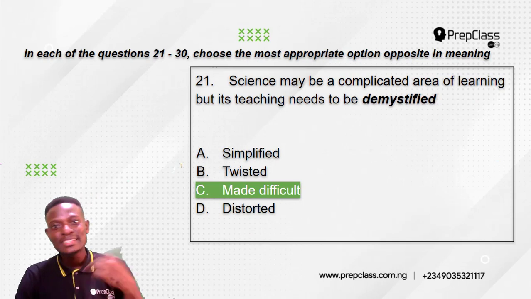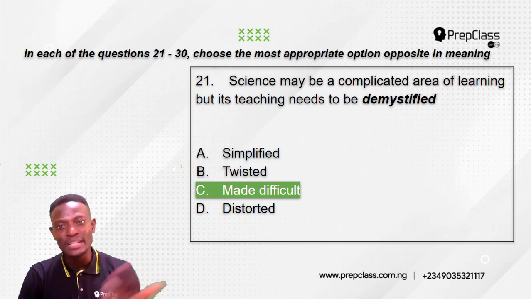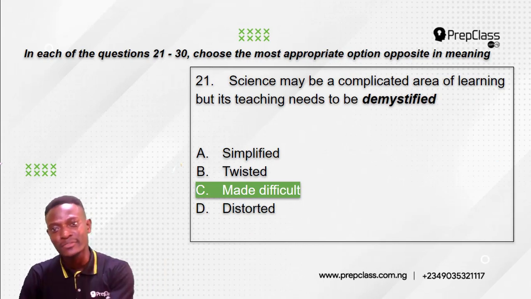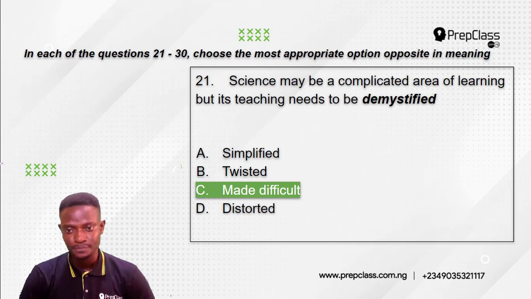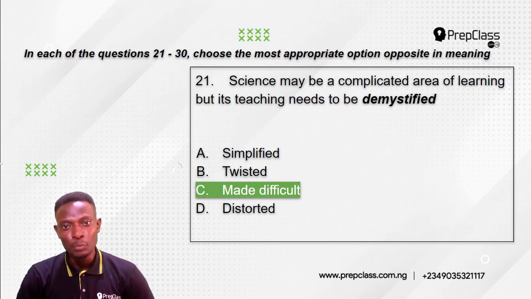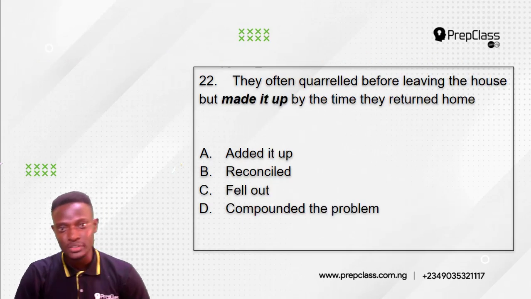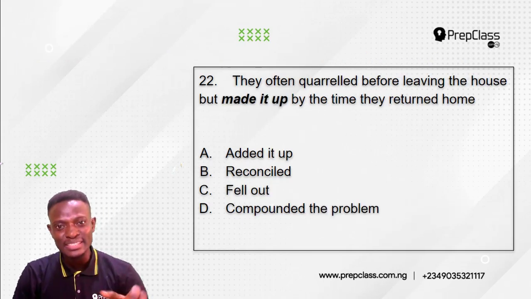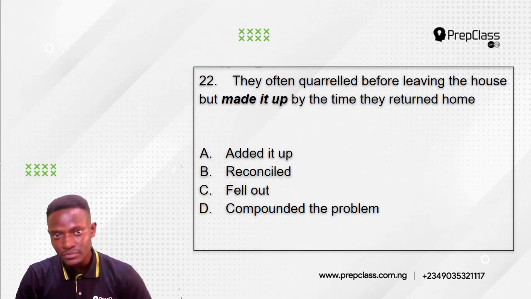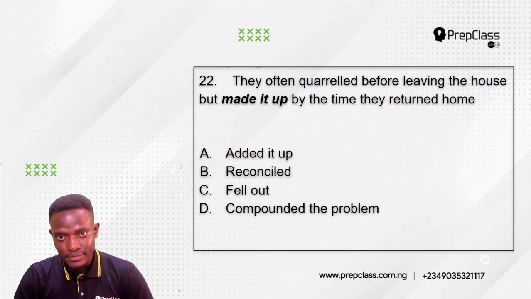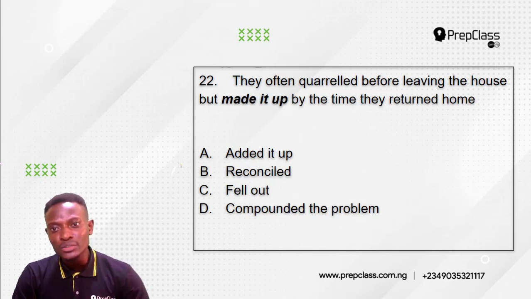Question 21. Science may be a complicated area of learning, but its teaching needs to be demystified. The opposite of demystified is made difficult. Alright, moving on to the next question, question 22. Remember, we had to select the option that is the appropriate opposite in meaning to the word in bold, or the words in bold.